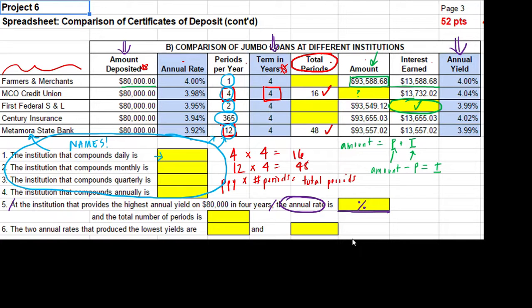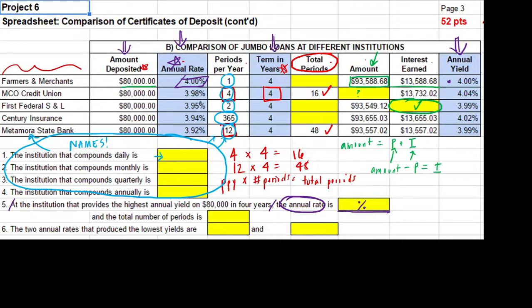So at that same institution, what is the annual rate? So for example, if it turned out that Farmers and Merchants had the highest yield, which it doesn't, but if it turned out that Farmers and Merchants had the highest annual yield, I would report that the annual rate is 4%, okay? So this is where you will identify the name of the institution that you're going to look at, but annual rate is going to be where you get your answer from.